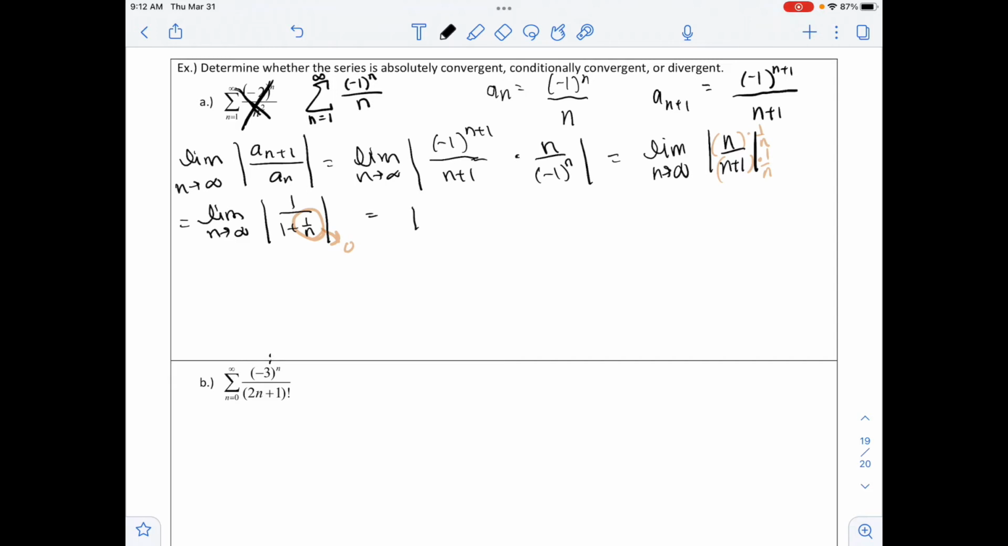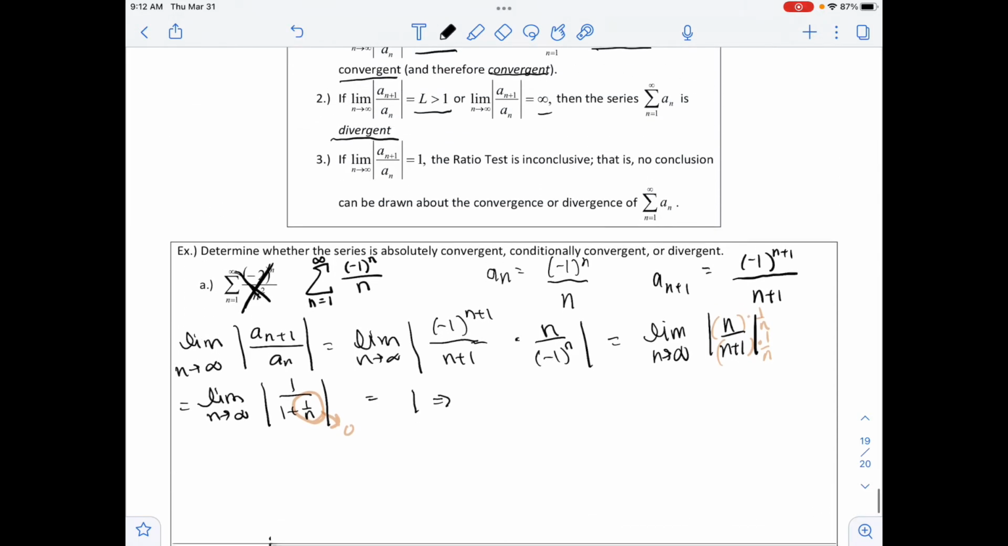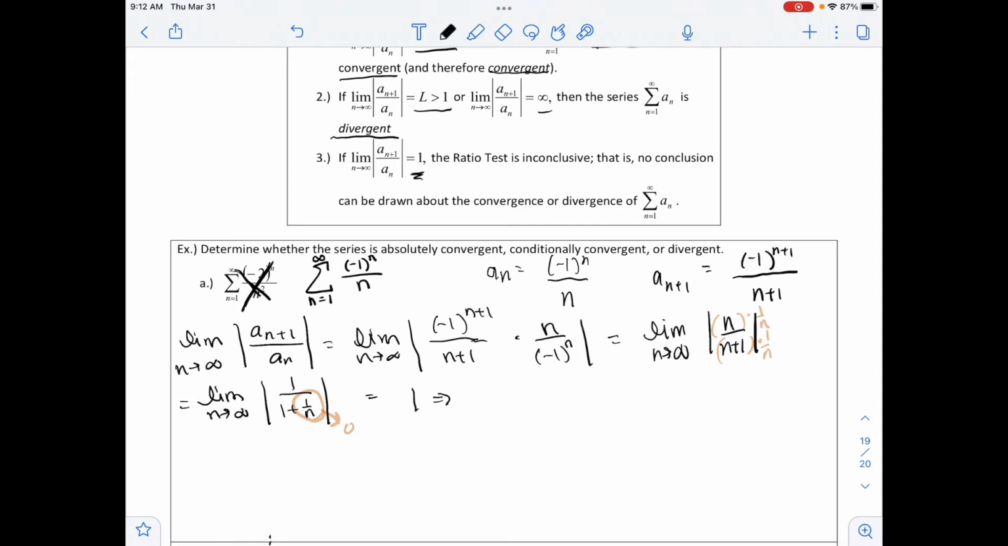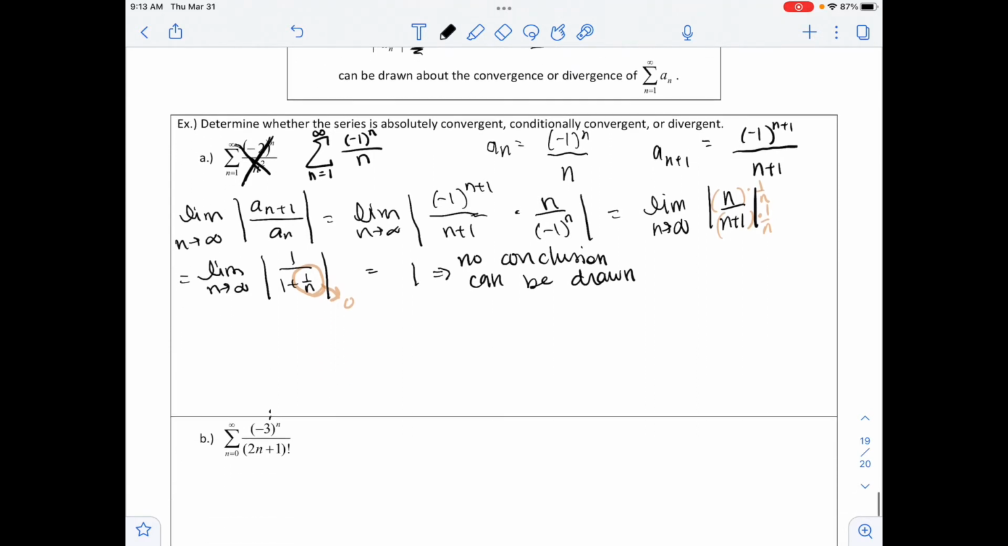And so looking back at our ratio test, you'll notice that if it does equal 1, it's inconclusive, which means we can't draw any conclusion from it. So no conclusion can be drawn. So pretty much this test doesn't work for this case. So we need to think about this in another way.